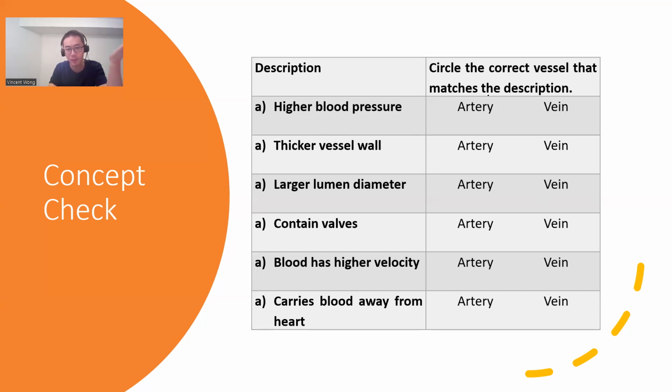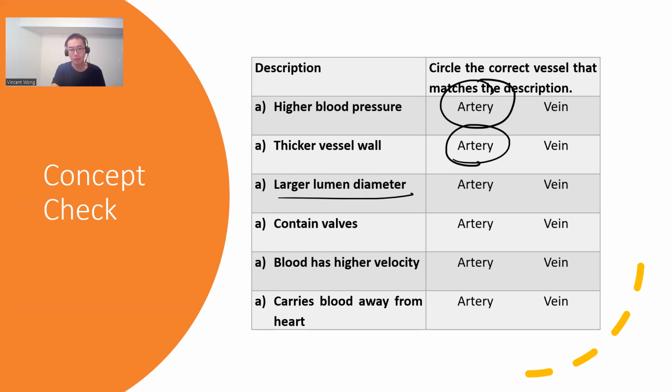First one, higher blood pressure. After everything we talked about, I hope you know it is artery. Thicker vessel wall is artery. Remember that picture, the one with the blue and the red? Now you understand why the artery needs thicker walls. The thicker wall is able to help withstand the pressure. If the wall is thin and the pressure is really high, it can rupture and cause all sorts of problems.